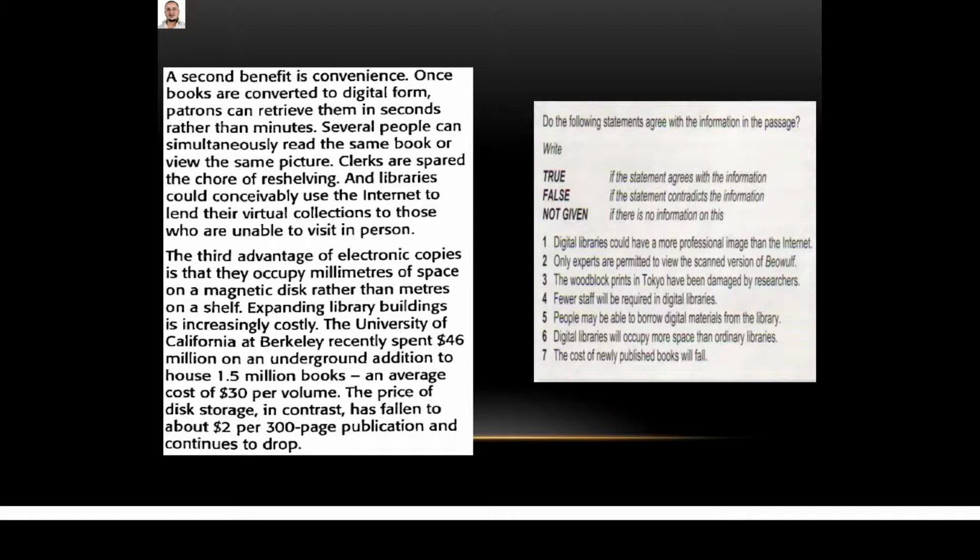Let's see. Number 7, the cost of newly published books will fall. It's not given. Why? Because here it talks about the cost of disk storage, of CDs, of DVDs. It doesn't talk about the price of published books, and they haven't mentioned anything about whether published books are going to fall or increase. So in this case, number 7 will be not given.